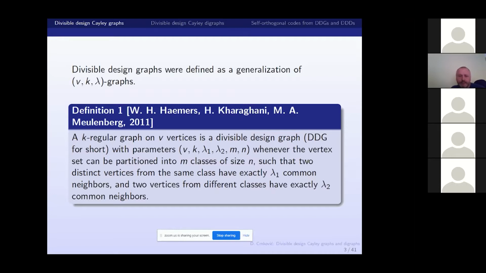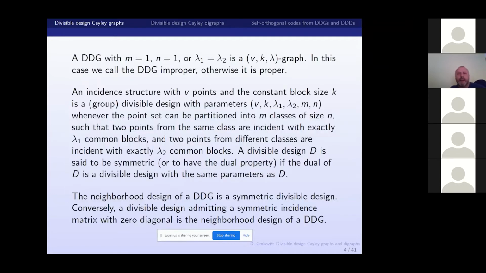And why is it a generalization of a (v, k, lambda) graph? If in a DDG m is equal to 1, or n is equal to 1, or lambda 1 is equal to lambda 2, then the DDG is actually a (v, k, lambda) graph. In this case, we call this DDG improper, otherwise we call it proper.